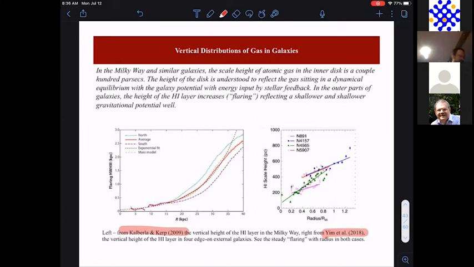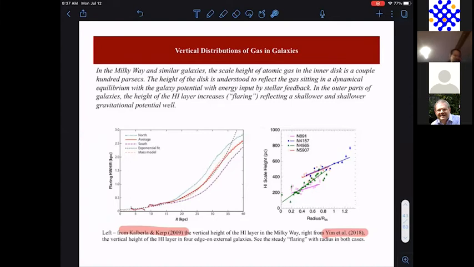And so what you can see here is that for the atomic gas, in the inner parts of galaxies, say out to around the solar circle, you are looking at scale heights of maybe a few hundred parsecs. But what very clearly happens as a function of radius is that the thickness of the gas layer, which is what's being plotted in both of these, increases as you move out.